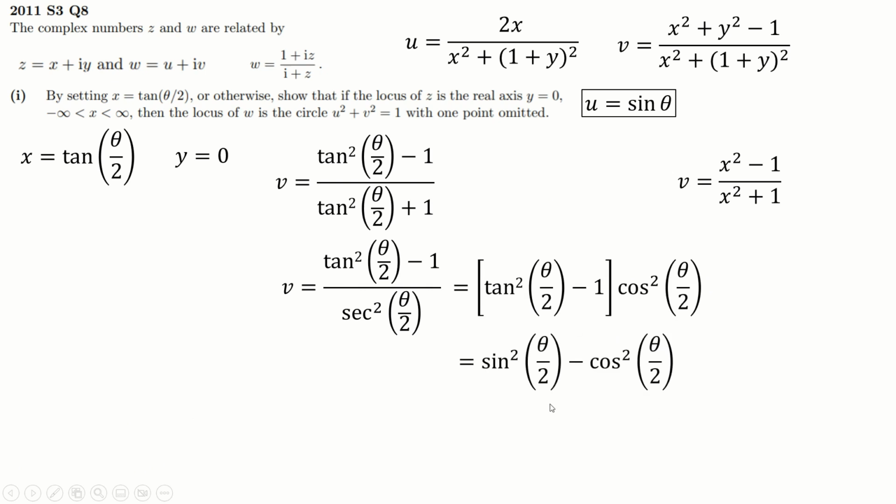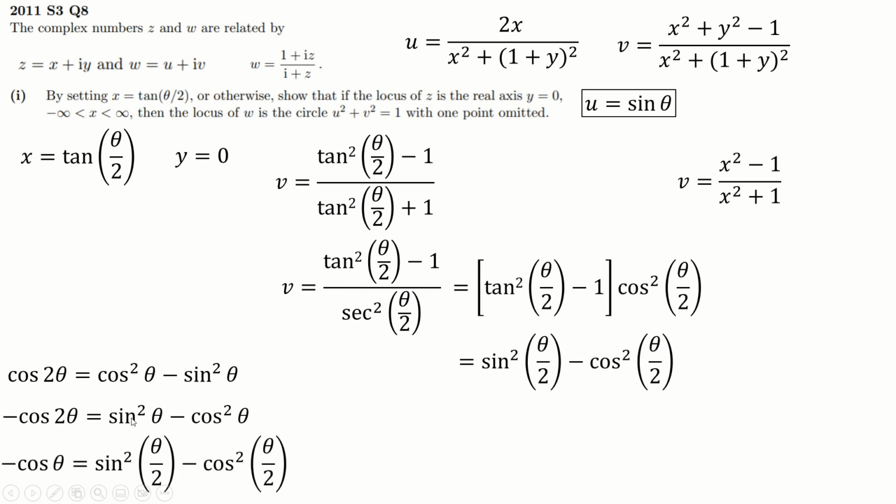This should also look recognizable because it's the double angle formula for cos. If we halve all the angles, we get this. And, of course, if you times it all by minus 1, you flip them over, and you end up with this as minus cos theta. So we have V equals minus cos theta.